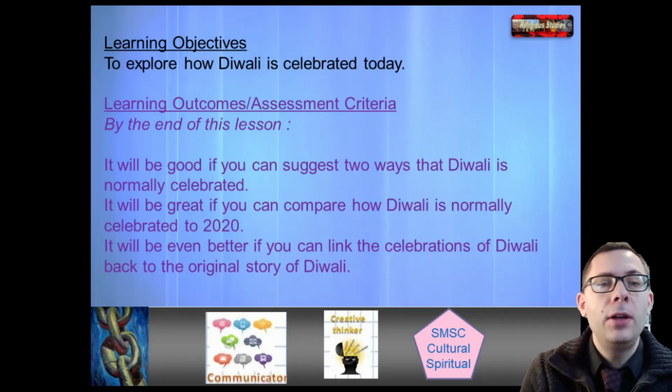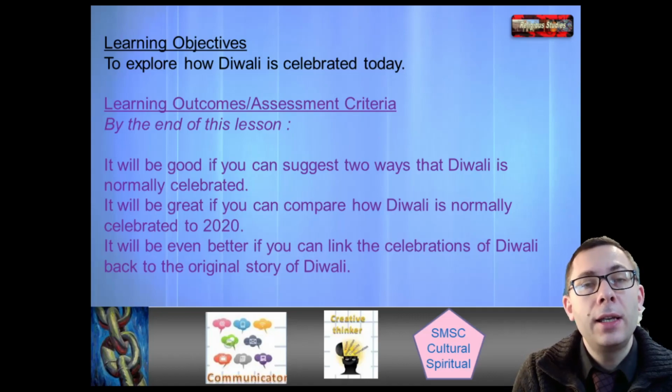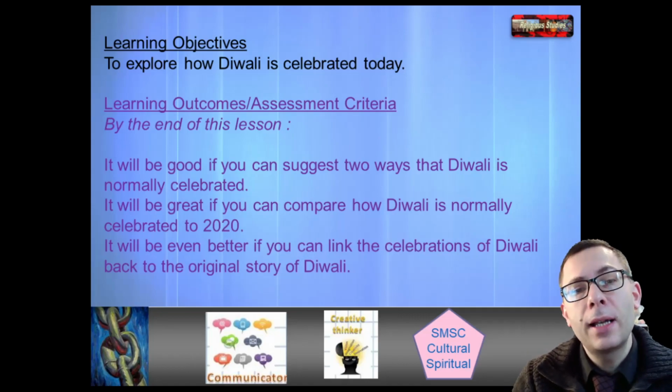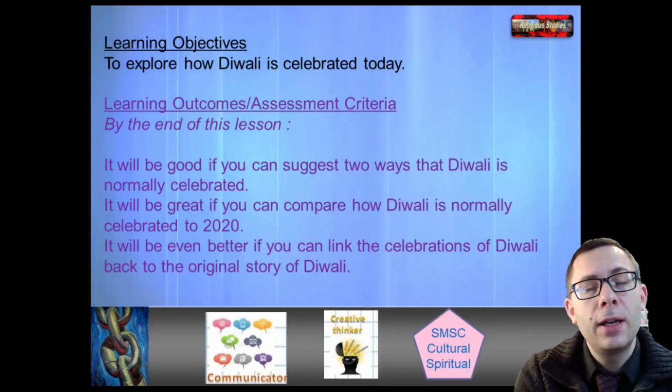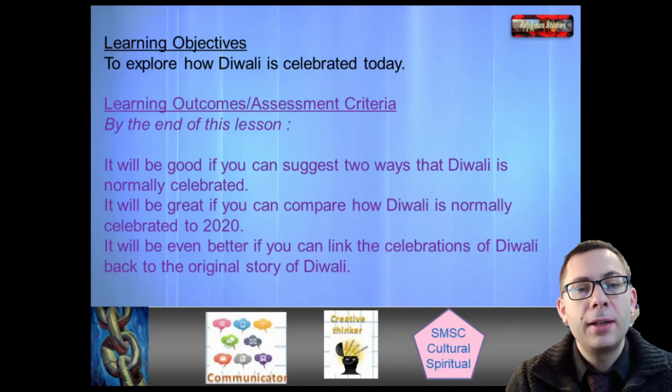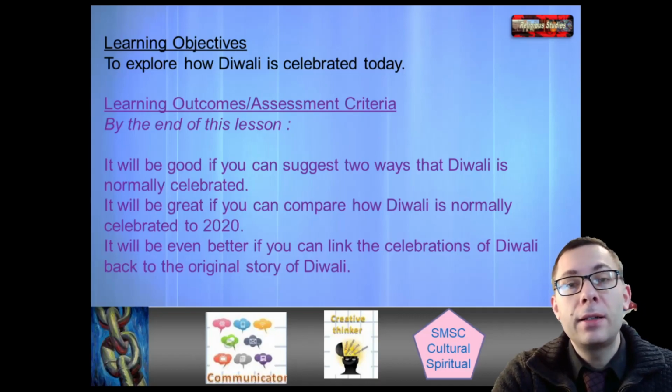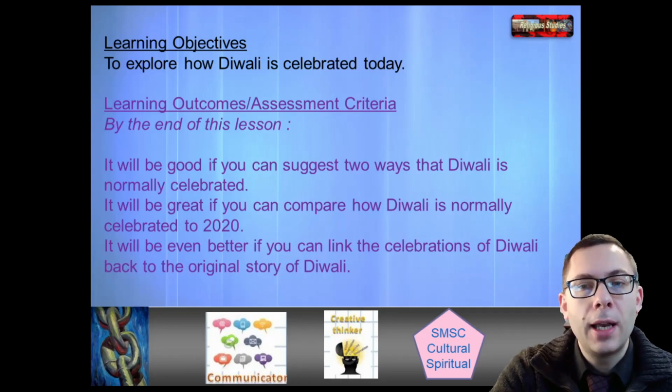It's going to be good if you can suggest 2 ways that Diwali is normally celebrated. Great if you can compare how Diwali is normally celebrated to 2020, obviously lockdown and the rest of it. Maybe we don't want to talk about that right now. And even better if we can link the celebrations of Diwali back to the original story of Diwali as well.